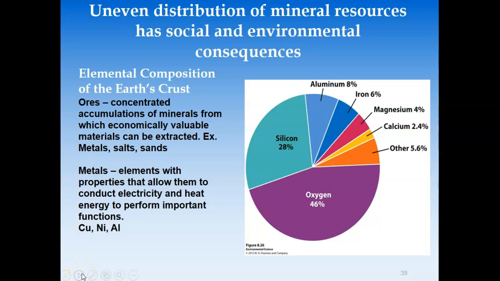There's an uneven distribution of mineral resources, which has social and environmental consequences to us on Earth. We have ores that are concentrated accumulations of minerals, like metals, salts, and sands. And with metals, we can break those down even more into specific elements that have properties that allow us to use them for conduction of electricity and heat. Some examples would be copper, nickel, and aluminum. And this just shows you the greatest distribution of the most abundant mineral resources that we have on Earth.